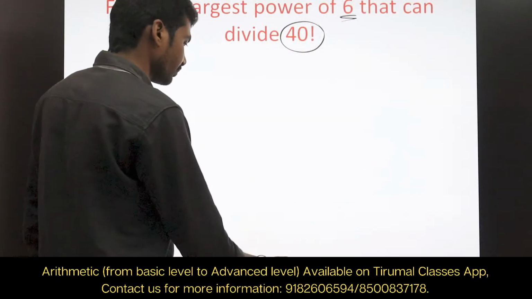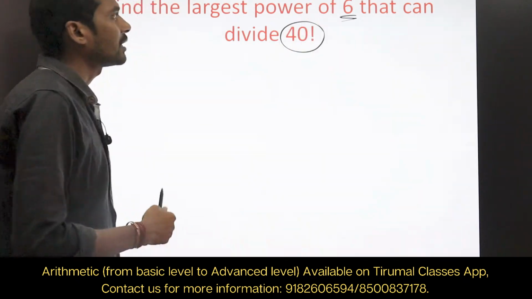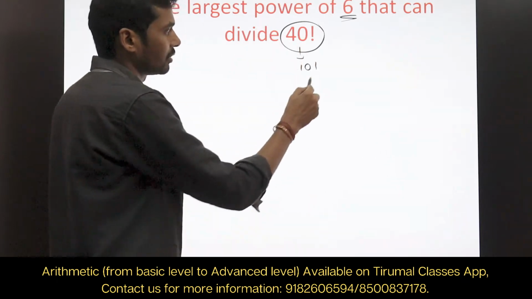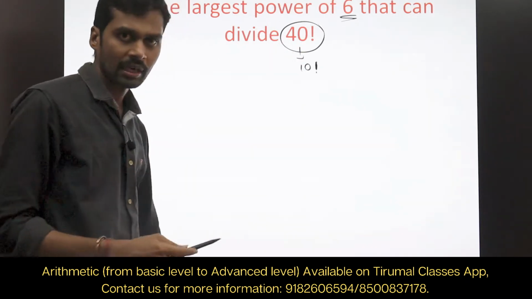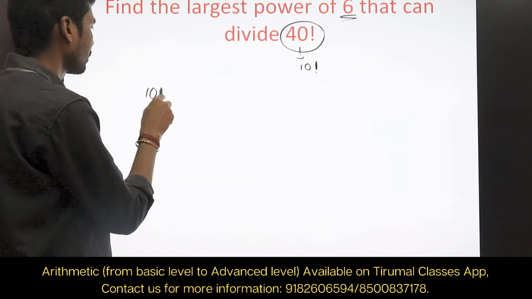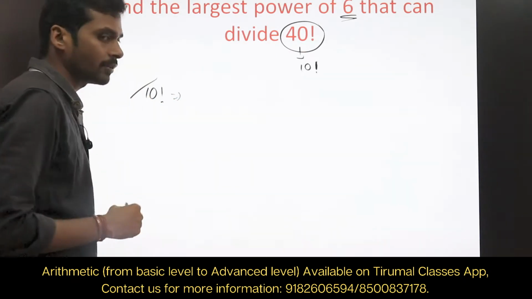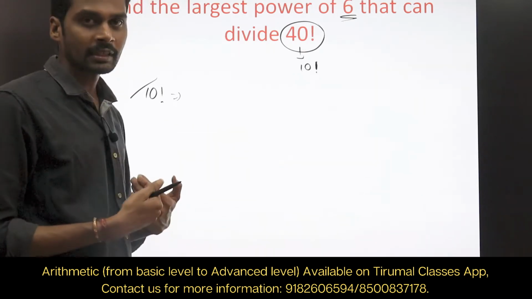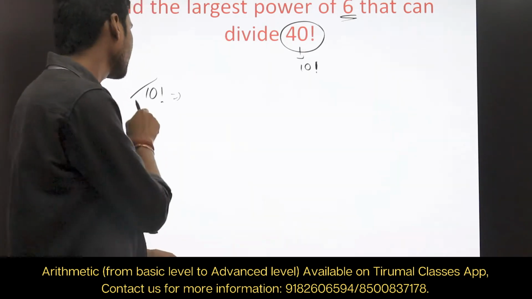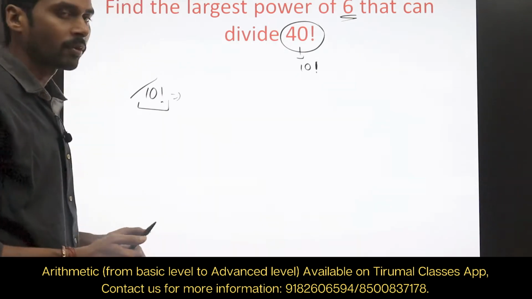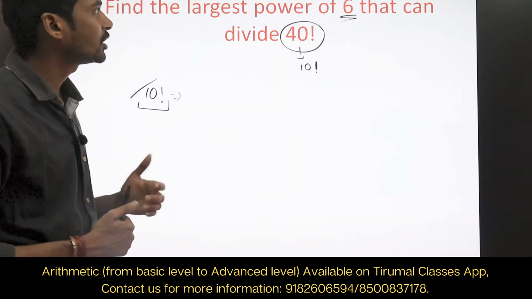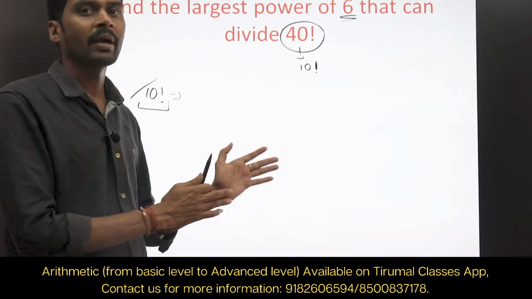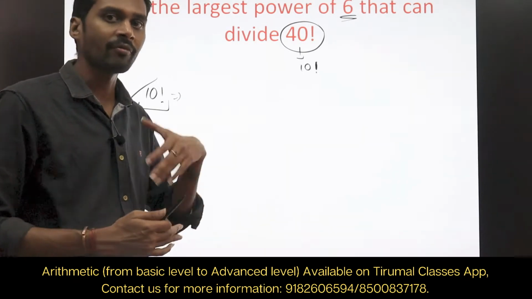Look at another one. Suppose I ask you to find the largest power of 6 that can divide 10 factorial. Let's take the simple number, 10 factorial. Of course we can do this procedure, but before that we'll go for the general method again. Conventionally, how do we find it? Suppose I ask you to find the largest power of 6 that can divide 10 factorial. How do we do it normally, by using the general or conventional method?